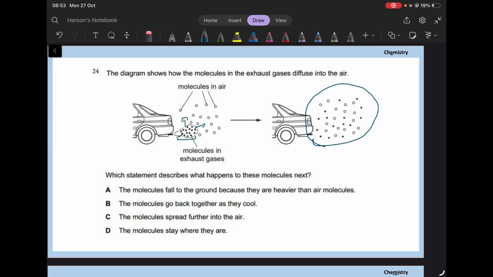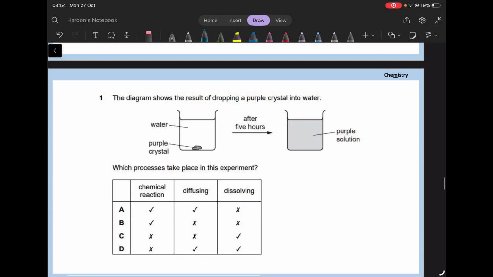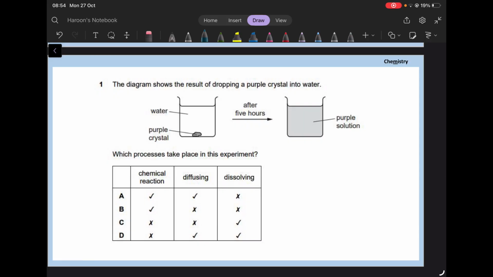So we need to look at any option that shows diffusion. The molecules fall to the ground, not really. The molecules go back together, not really. The molecules spread further into the air. Yes, they spread and go from high concentration to low concentration, even spread. The molecules stay where they are, not really. They have to move around for there to be diffusion, which we can clearly see over here. C is the answer. The diagram shows the result of dropping a purple crystal into water.